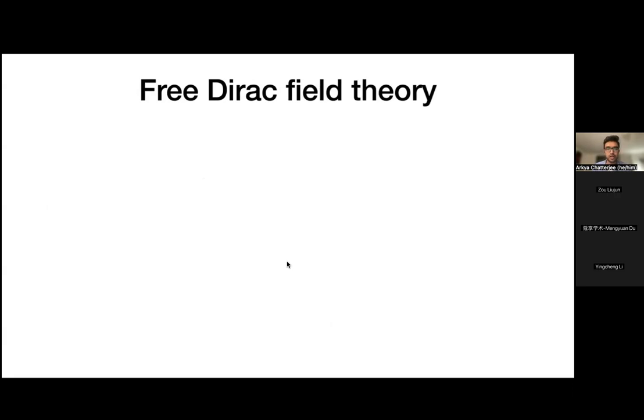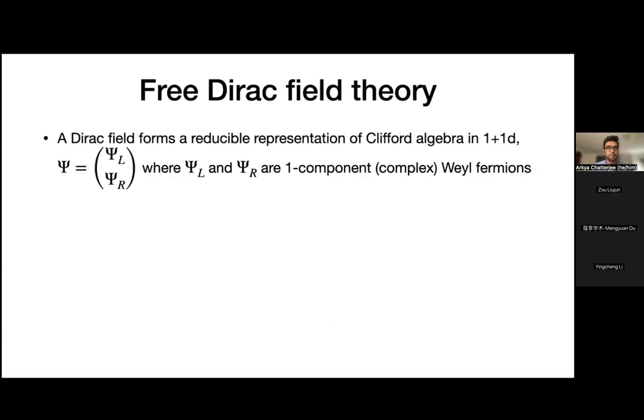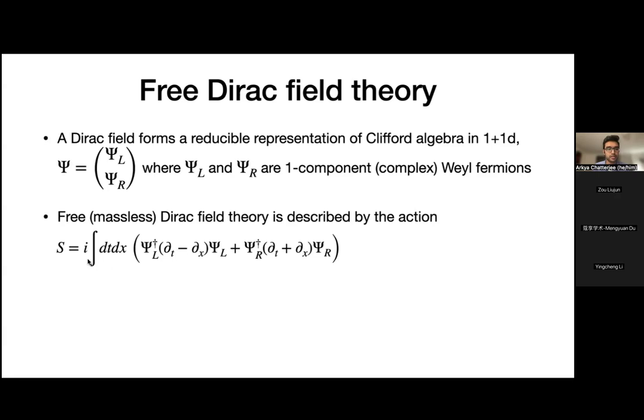So let me first talk about the field theory. The field theory is a pretty simple one. It involves a massless Dirac field. You have a two-component vector where each component is a single component, so-called Weyl fermion. And the action is given by this expression right here, where psi L and psi R are the left-moving and right-moving components of the Dirac field.